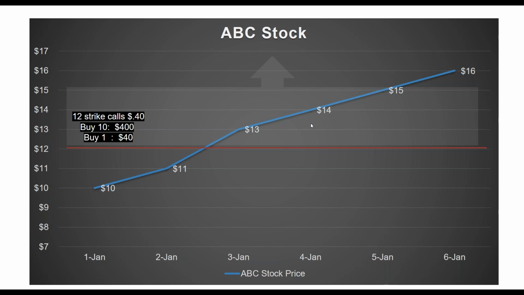What you could do, stock's at 14, we're long the 12 strike calls. We could roll it into a spread. We could sell the 14 calls or 15 calls. That's something we can do.